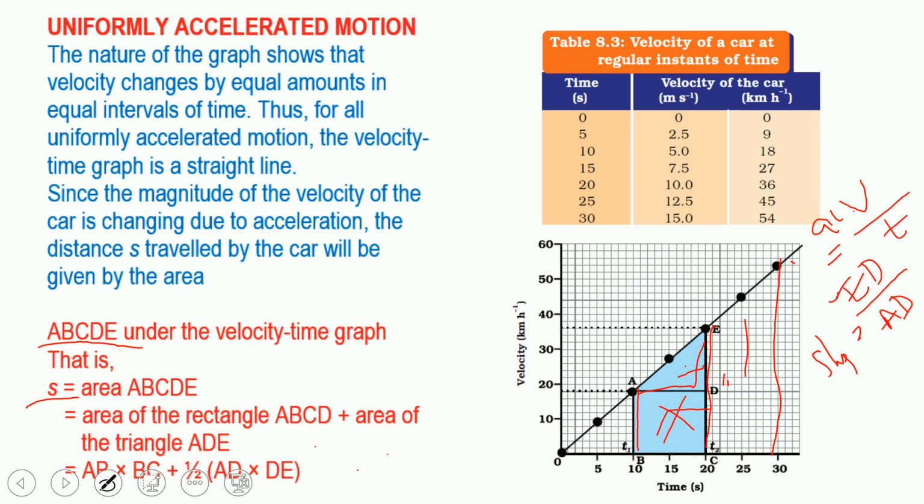Now in this table you can find how the uniform acceleration is there. Look, every interval is 5 seconds, 10, 15, equal intervals of time, that is 5 seconds. Here what is the change in velocity? 9. Here also 9. Here also 9. That is 9 kilometer per hour, the V minus U. In this case V minus U is 9 kilometer per hour. Understand? So it is uniformly accelerated motion. Sure, all of you?